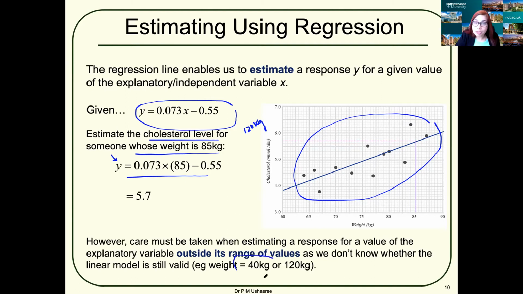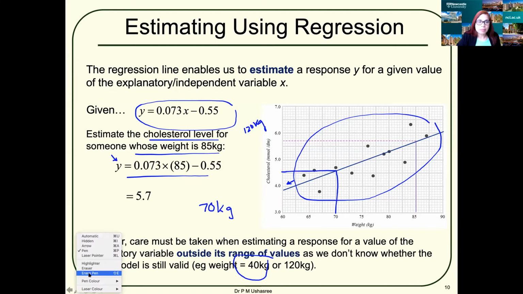Similarly, if I choose a weight of 40 kg, which is somewhere outside this given range, it is not possible to interpolate or estimate the value of the cholesterol level. But if I ask you, for example, what is the cholesterol level for someone whose weight is 70 kg, yes, you can interpolate. You can interpolate and estimate the value for the cholesterol level. Okay, that's very important.